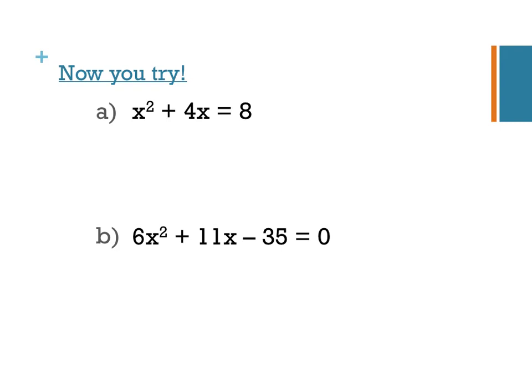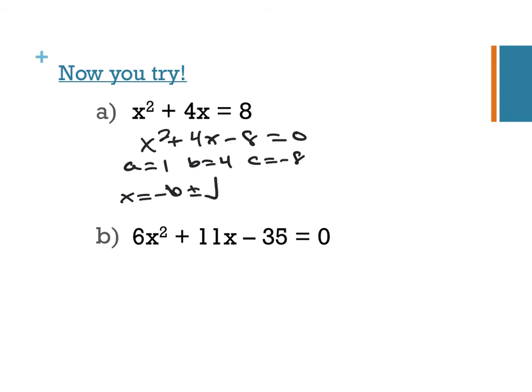So in the first one, you should have subtracted 8 over, so we get x squared plus 4x minus 8 equals 0. And so your a is going to be 1, your b is going to be 4, and your c is going to be negative 8. So here's my formula. Now let's plug it in.